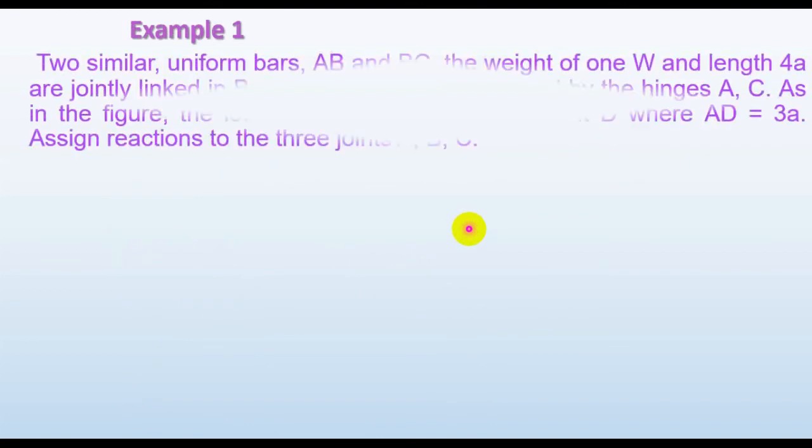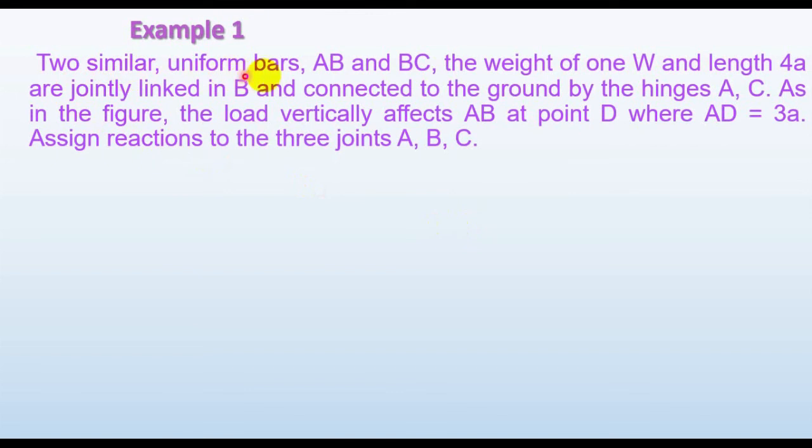The example says, Example 2: similar uniform parts A, B and B, C, exactly like what we talked about a while ago. Uniform parts means the weight will be at the centroid of each one. The weight of each is W, and the length of each is 4A. They are jointly linked at B, and connected to the ground by hinges A and C, as in the figure.